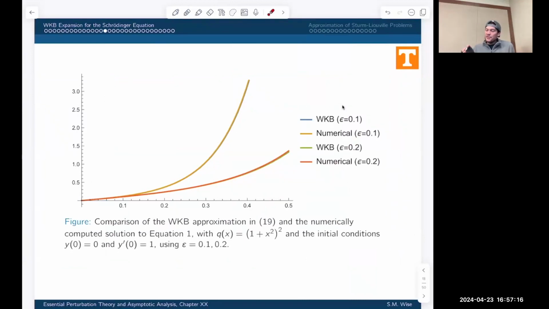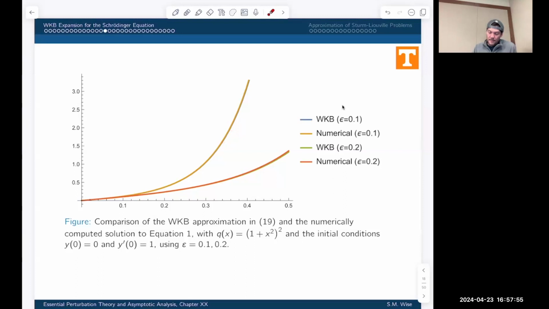So the first thing you should notice about the solution to these equations is they're definitely not boundary layer phenomena in the usual sense. In this case, it just looks like as epsilon gets smaller, so this is the smaller epsilon case, epsilon equals 0.01, it's not like these things are converging to the same shape in the same sense that boundary layer phenomena were. This is epsilon equals 0.1, epsilon equals 0.2. The WKB is in blue, and it's right underneath this orange curve.